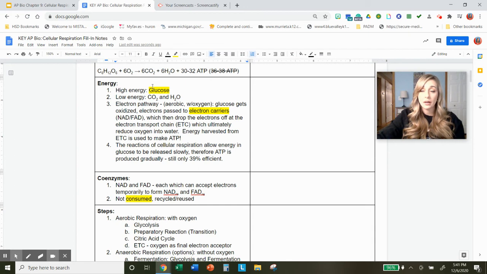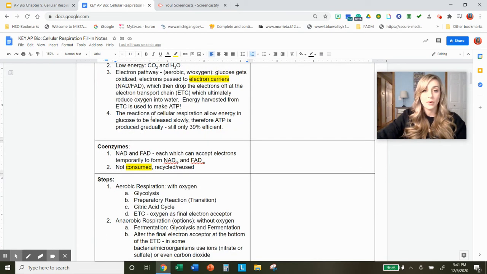In terms of energy, our high energy molecule here, which we are breaking those bonds to get those electrons from, is glucose. Our low energy molecules, which are smaller in comparison, C6H12O6 has a lot more bonds to break than CO2 and H2O. Our electron pathway, it's aerobic, so we're using oxygen. Glucose is going to get oxidized. We're going to steal electrons from it, remove that negativity. Okay, and those electrons are going to be passed to electron carriers. Our electron carriers are our NADs and our FADs, our NADHs and our FADH2s.